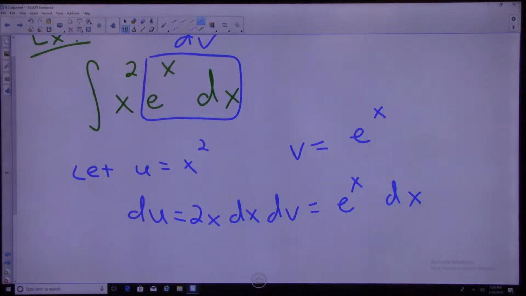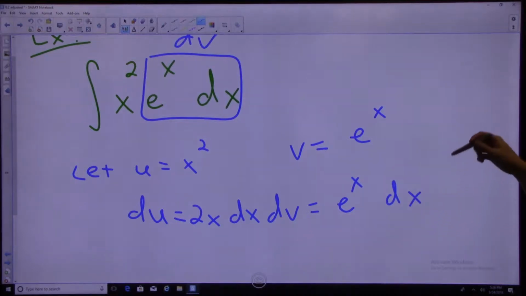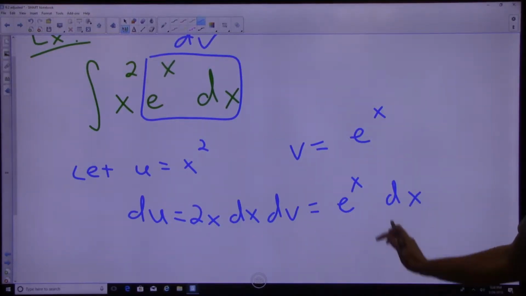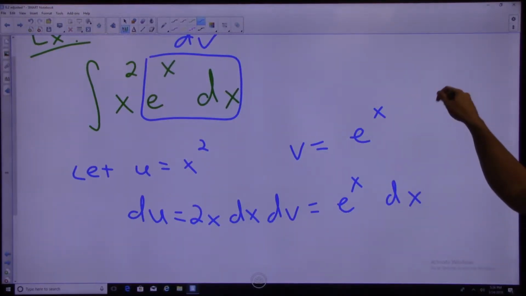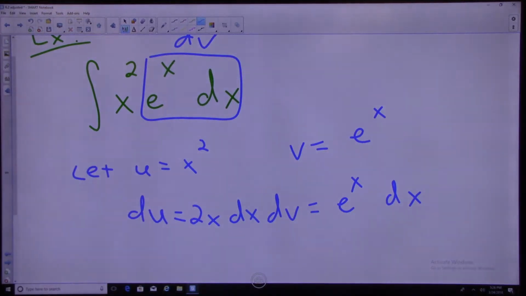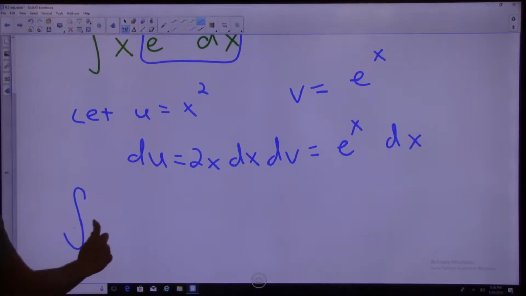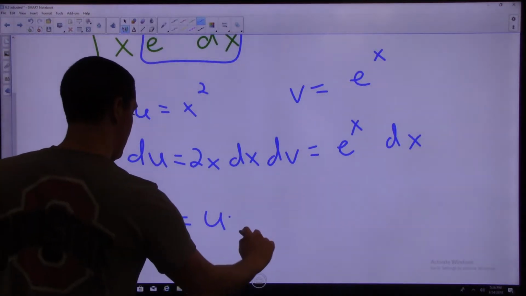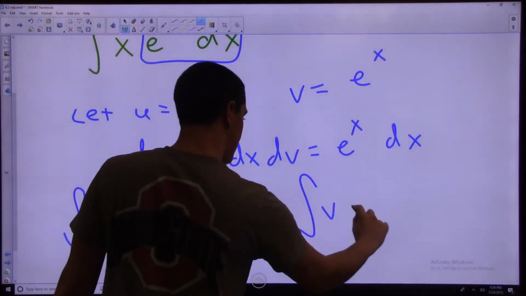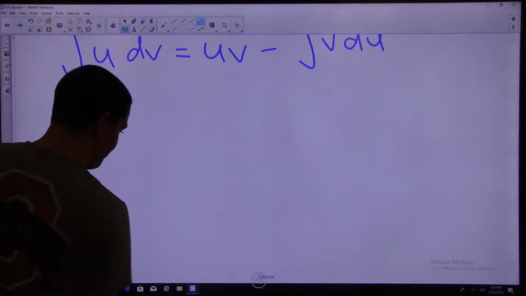I don't know if I mentioned this in the other one. You could put a plus c here if you wanted to, but just know that when we actually take the integral again, we're going to have a plus c. We're going to have some constant no matter what, so you don't have to put a plus c here. All right, let's use the formula. Let me write the formula down. If you keep writing it, it'll help you memorize it. The integral of u dv is going to equal uv minus the integral of v du. Remember voodoo, v du.